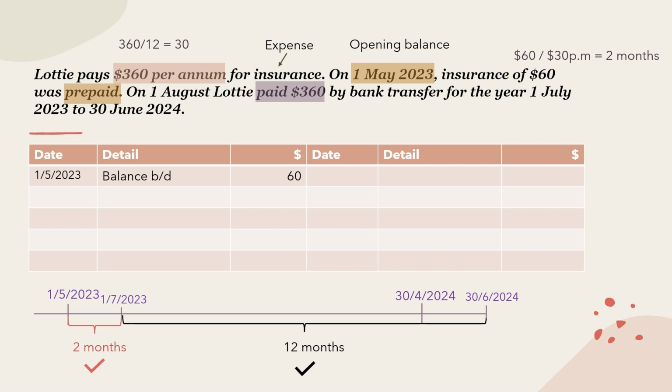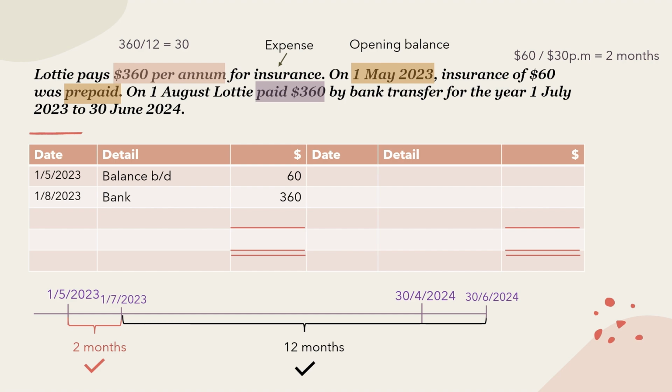So since it's a bank transfer, you will credit the bank account because bank is a current asset and an asset is decreasing, so it's credited. Then we can transfer the entry to record the payment. So on 1st August 2023, saying bank, $360. Then we can try to balance the account and transfer the insurance expense for the period.